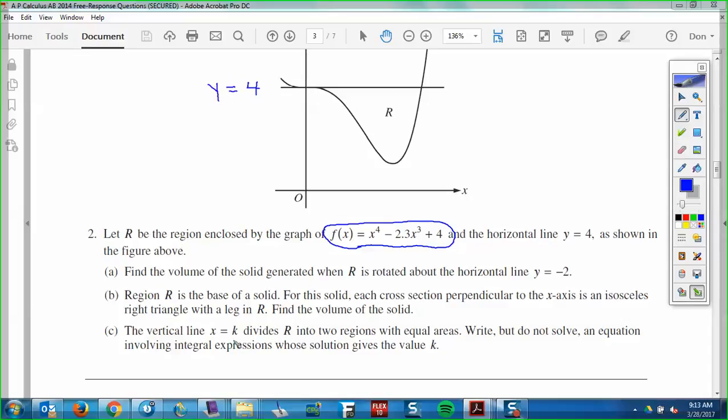So it says the vertical line x equals k divides, we're doing part C now. The vertical line x equals k divides R into two regions with equal areas. Write but do not solve an equation involving integral expressions whose solution would give the value k. So what does that mean? That means somewhere in here there's a line, right? Somewhere in there there's a vertical line, x equals k, that divides that into two equal regions. Doesn't it make sense?